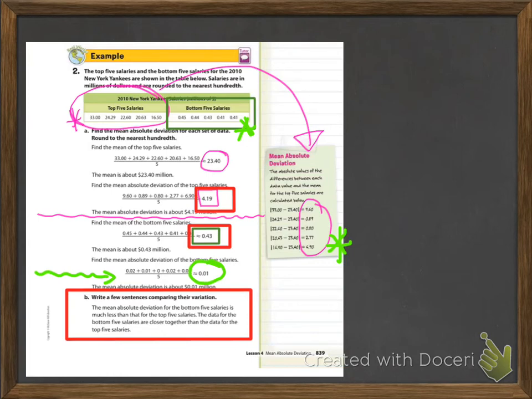Going back to our sentence, it says, the data for the bottom 5 salaries are closer together than the data for the top 5 salaries. Okay, so what that means is, let's go back and look at our salaries up at the top.